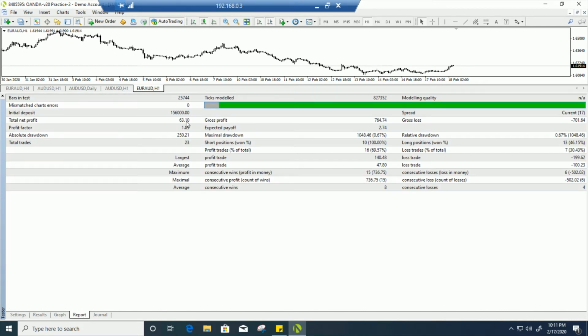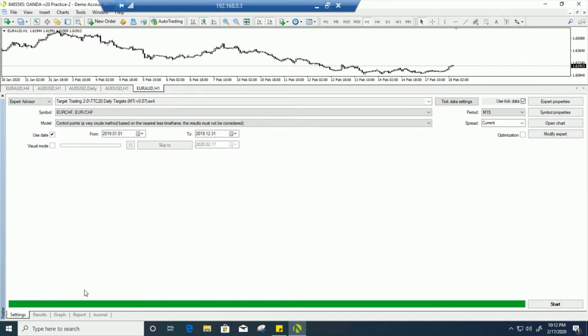So this one didn't turn out. We made some profit, not a whole bunch, but the absolute drawdown was also very low. There you can see $250 out of a $156 trading account. I'm happy with this type of return.